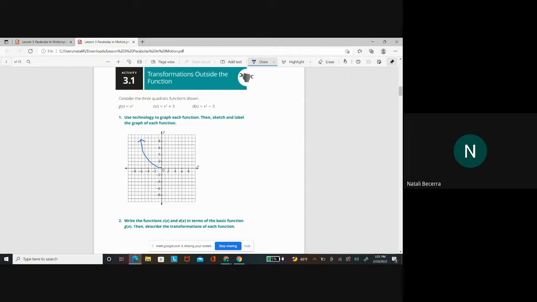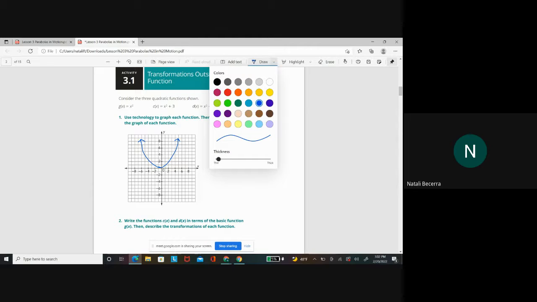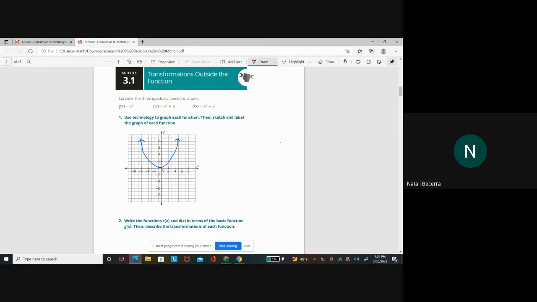And I suggest you do it in different colors because we're going to be graphing 3 different graphs. So this is the original. Make sure you put your arrows. It looks like a U, right? And then it says, consider the quadratic function shown. Then it has c of x equals x squared plus 3. So how did this function change? They added the constant number of plus 3. So whenever this happens, this is a vertical transformation.